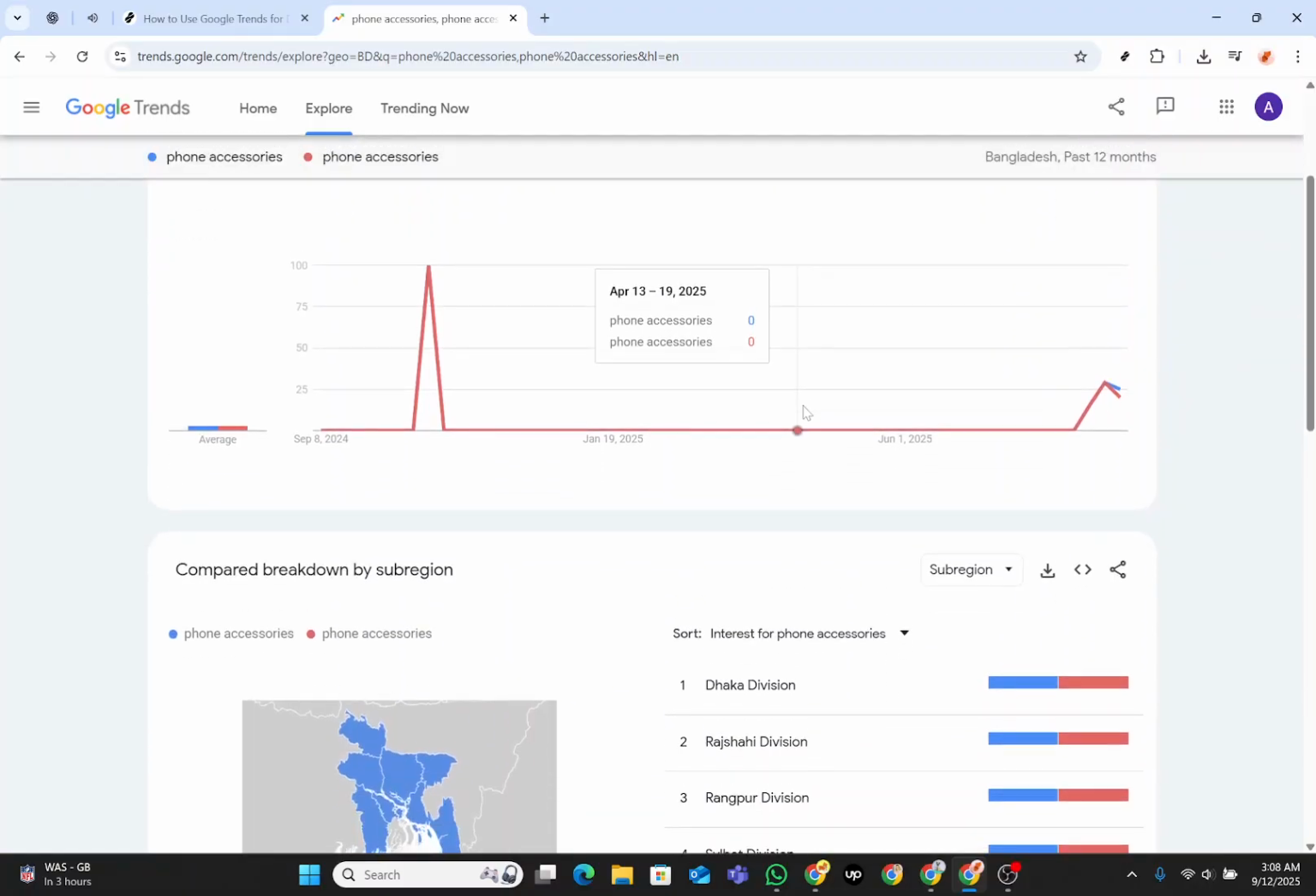By following these steps, you can effectively use Google Trends to identify promising product niches for your dropshipping business. Remember, the key to success often lies in recognizing trends early and aligning your product offerings to meet emerging demands.